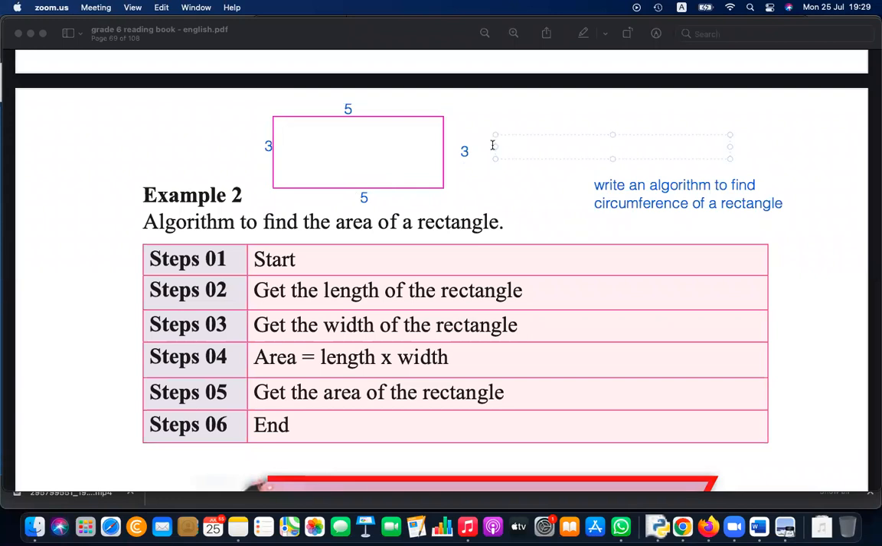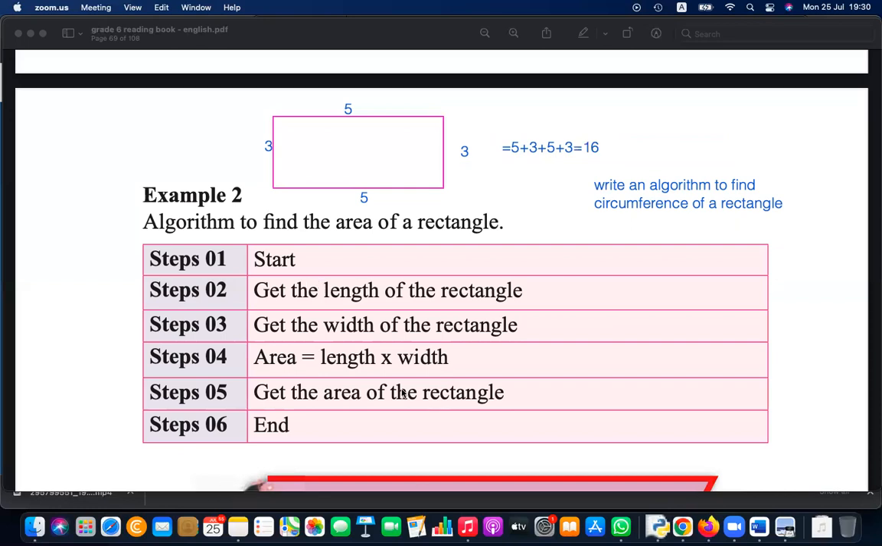Circumference is 16, equal to 5 plus 3 plus 5 plus 3. That is 16, right? 5 plus 3 is 8, 8 plus 5 is 13, plus 3 is 16. That is 16, right? That is the circumference.